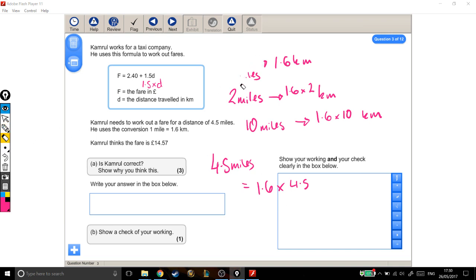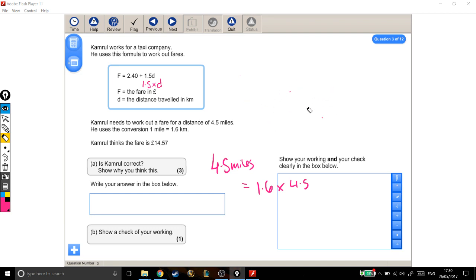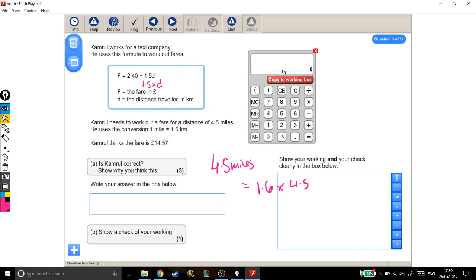And let's get rid of some of this. Give me some space. Okay, good. So we're doing 1.6 times 4.5, 7.2. I'm going to copy that to my working out box. So reminder, what this is, I've turned 4.5 miles into 7.2 kilometres. Now I have D. Now I have the distance travelled in kilometres.